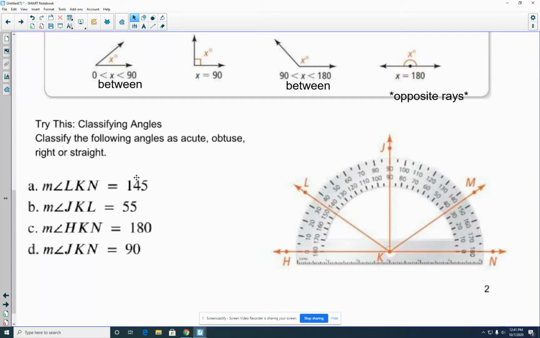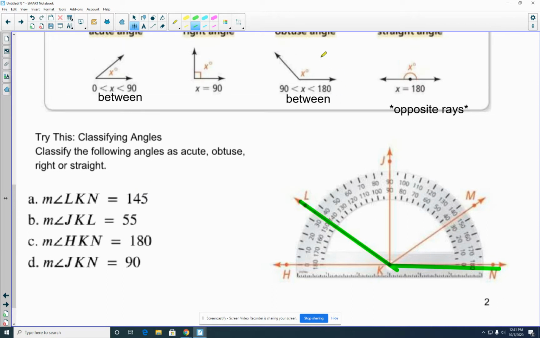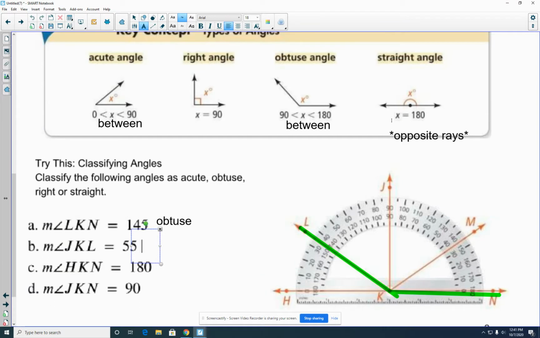I'll just highlight the first one. The first one says that the measure of angle LKN, so L to K to N, is 145 degrees. And you can look at the angle, but looking at this number right here, this is definitely an obtuse angle. So A is obtuse. B is 55 degrees. Well, 55 fits into which one of these categories? It's between 0 and 90, so that's acute.